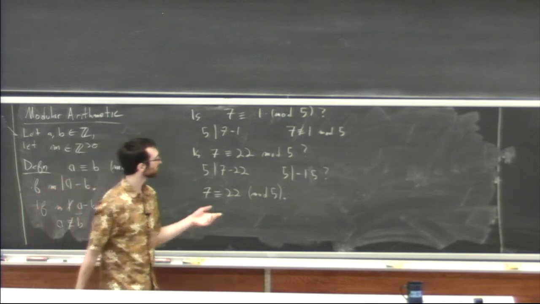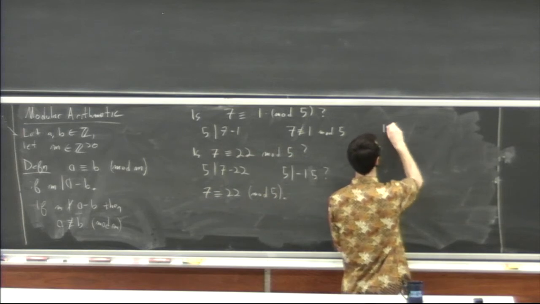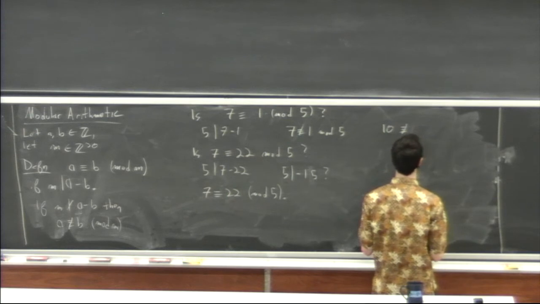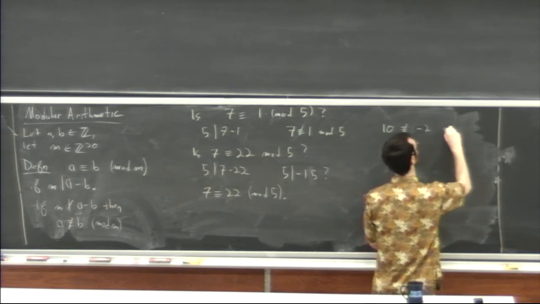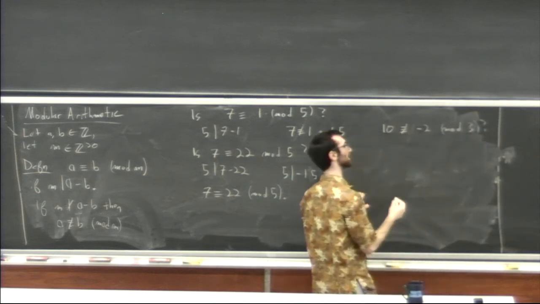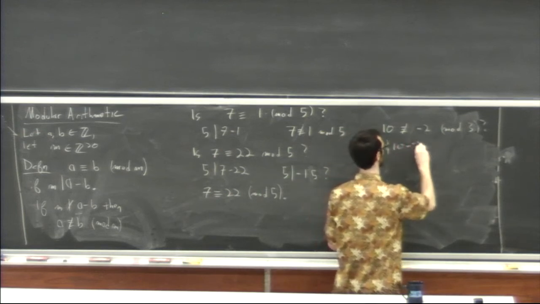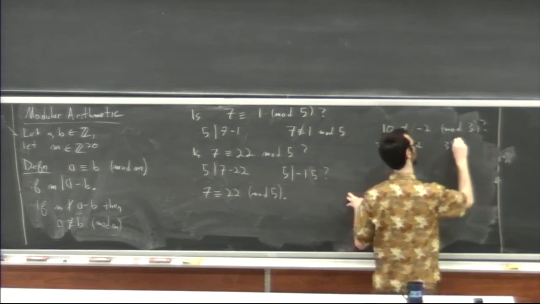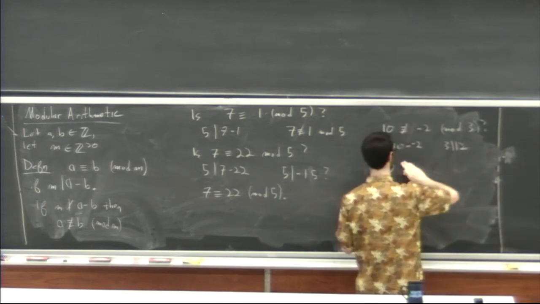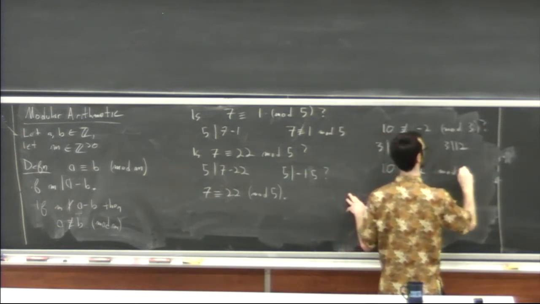Let's do one more example. Let's consider, is 10 congruent to negative 2 mod 3? So really, what I'm asking here is, does 3 divide 10 minus negative 2, or does 3 divide 12? And the answer is yes. So 10 is congruent to negative 2 modulo 3.